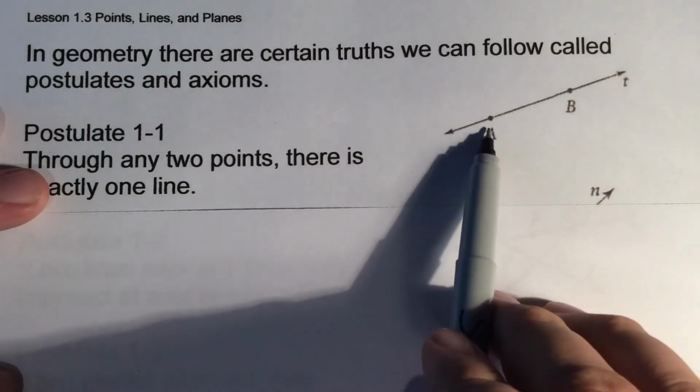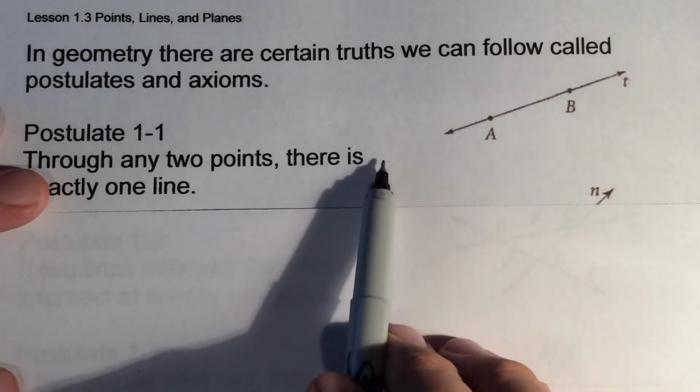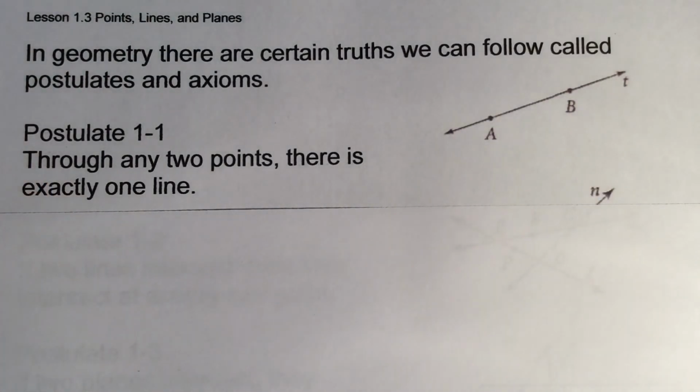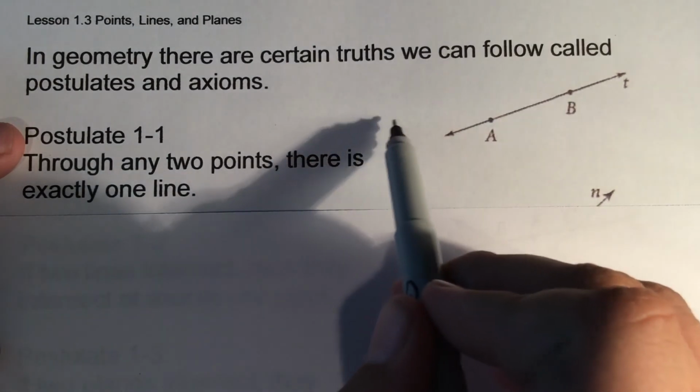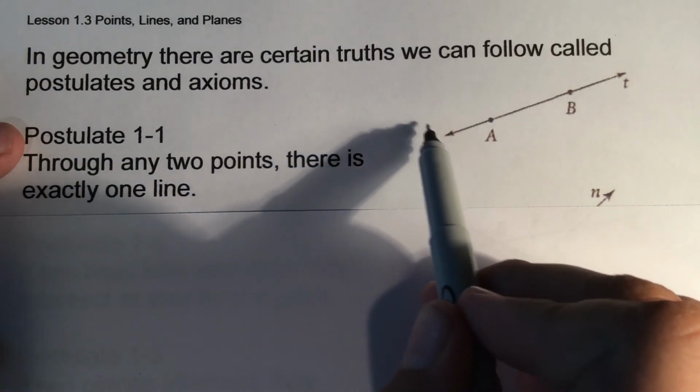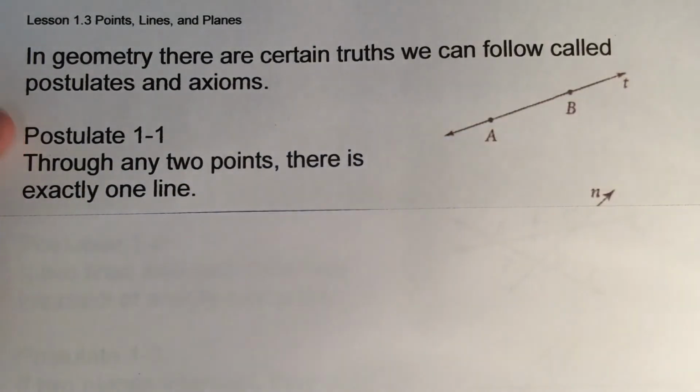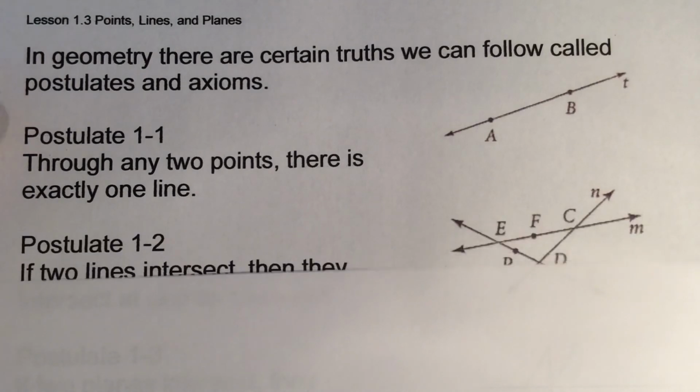What that's saying is, if we have A and B here, there's only one line that can go through those. One line goes forever in opposite directions. So there's only one way to go through that. Any other line that would come through here wouldn't be a line because it would have to curve or bend.